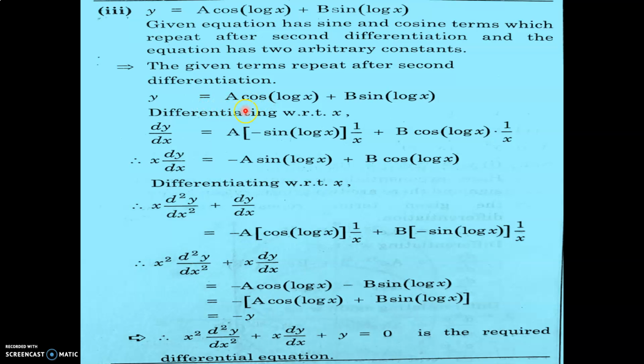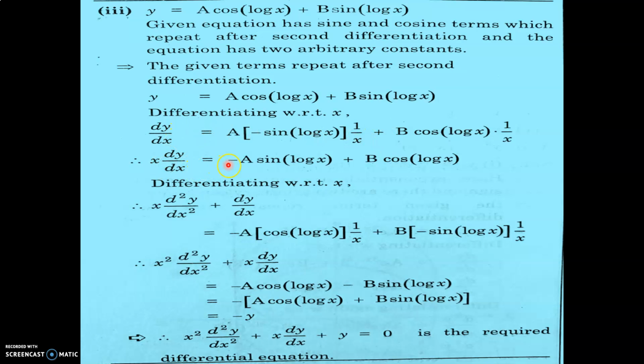So y is equal to a into cos log x plus b sin log x is the given equation, differentiating with respect to x. So dy upon dx is equal to a into minus sin log x into the derivative of log x, which is 1 upon x, plus b cos log x into 1 upon x. Now you can take this x as the LCM here, then cross multiplying.